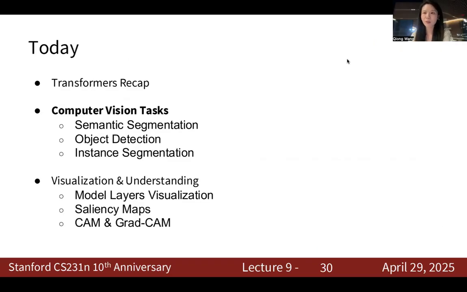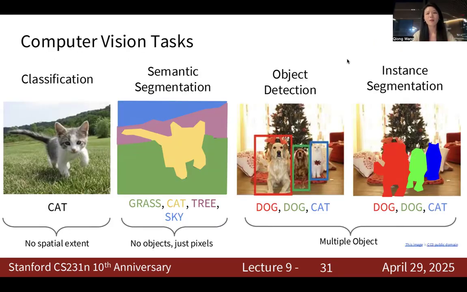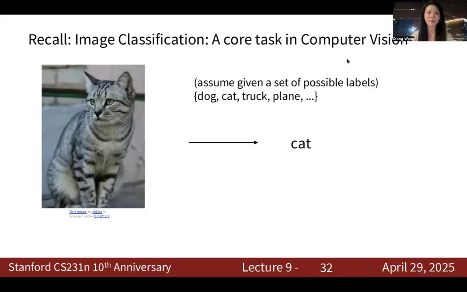Today we'd like to talk about two things. The first thing is about computer vision tasks. There are three parts: semantic segmentation, object detection, and instance segmentation. And the second part is about visualization and understanding our models. Okay, let us see the computer vision tasks. We have the three tasks: semantic segmentation, object detection, and instance segmentation.